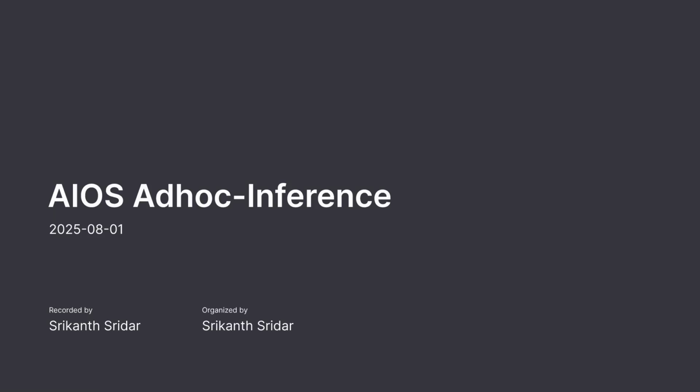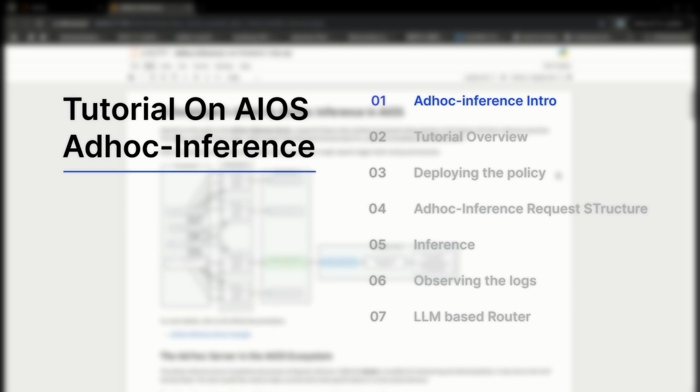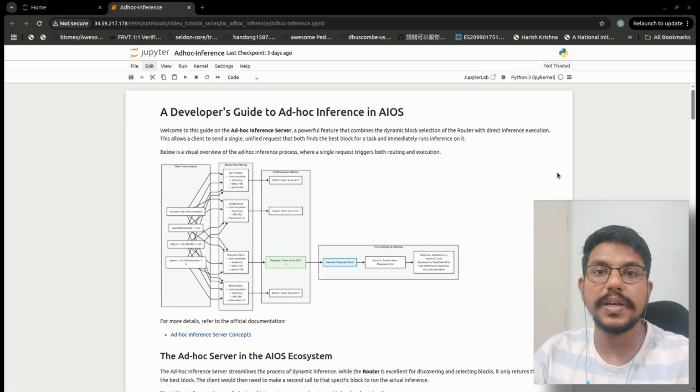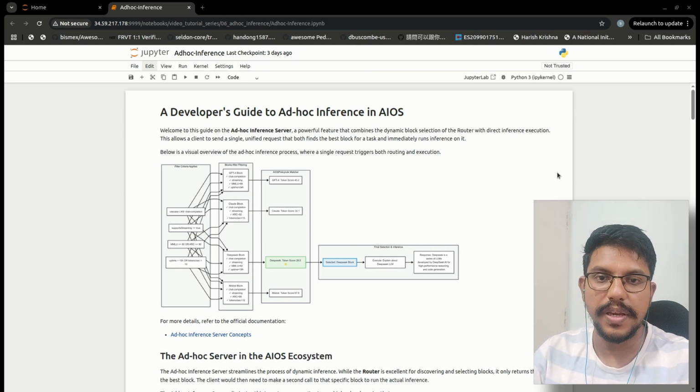Welcome back, guys. I'm your host, and today we are exploring ad hoc inference in AIOS, a game-changing feature that combines smart model selection with direct execution in a single API call.